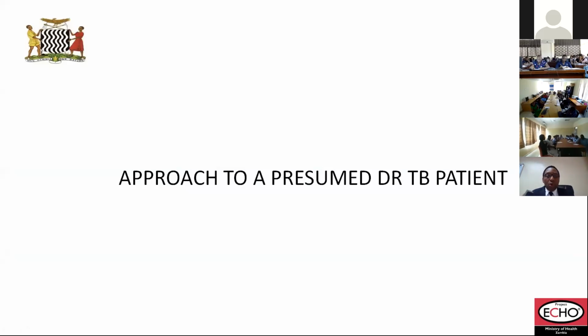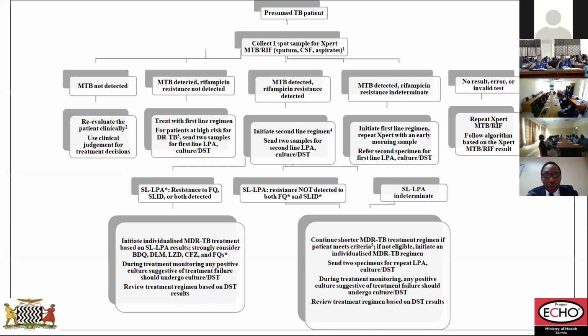So now that you've known the risk factors, and because you have a patient before you, and you think this person could have drug-resistant TB, what is our approach? How do we evaluate a presumed DR-TB patient? Any patient suspected to have TB is essentially a presumed DR-TB patient as well.